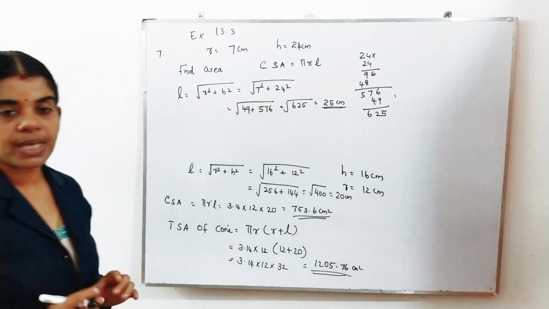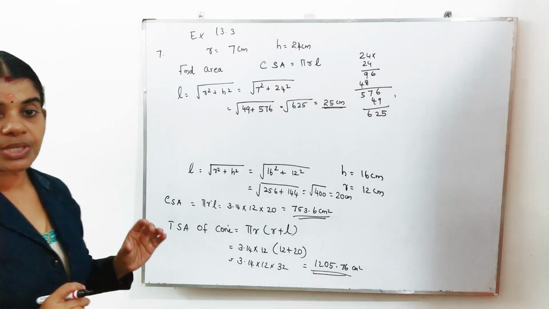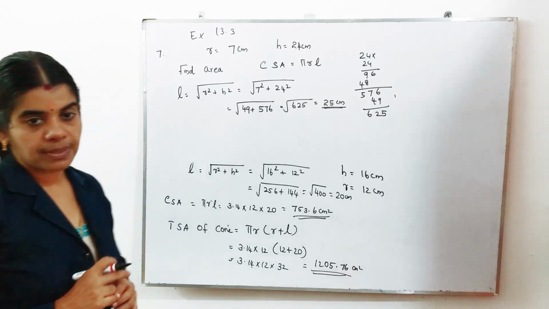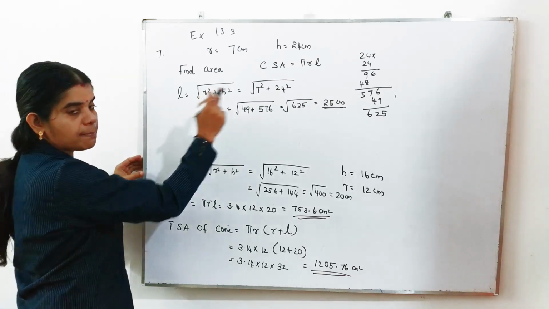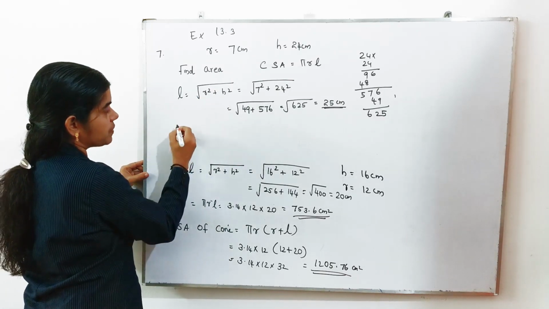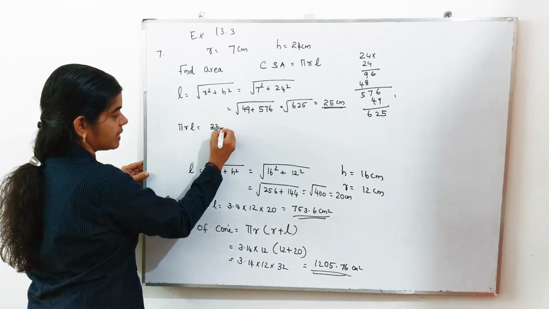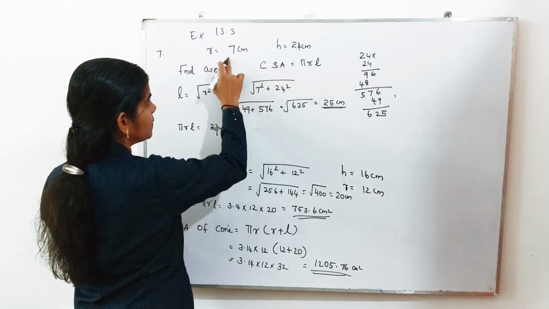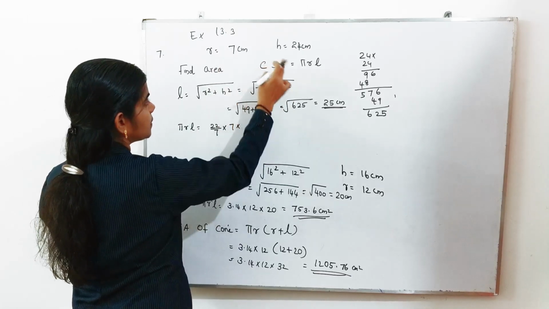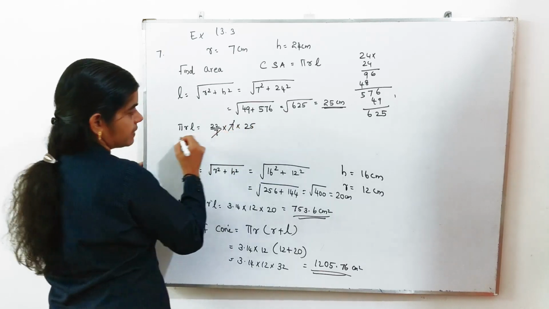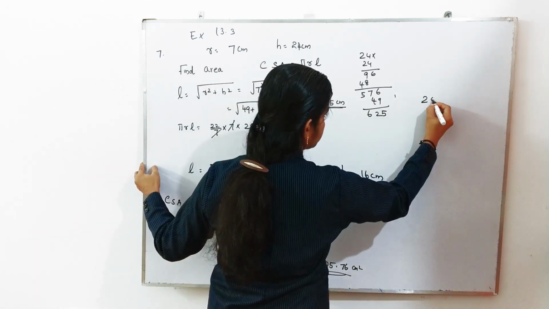Next, you want to find out the area required, the sheet of paper required for making one cap. That will be pi r L. First you want to find out the pi r L value. Here we can take 22 by 7 into r is equal to 7 into L, 25. You can cut this 7 and 7. Then 25 into 22.